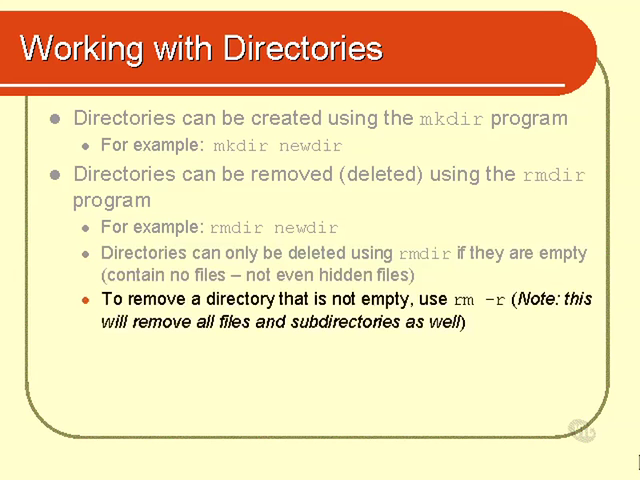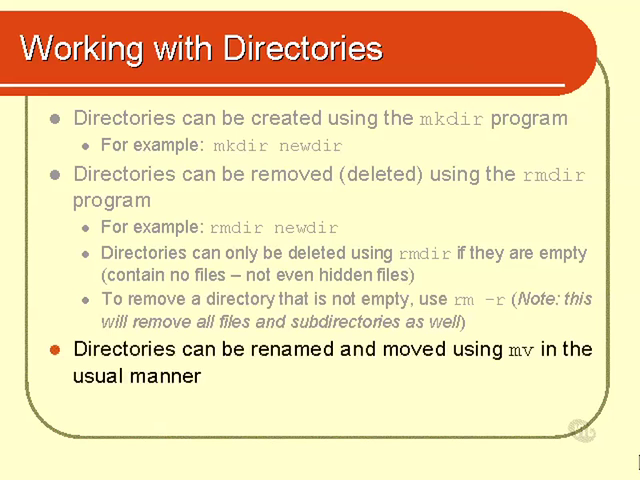If you want to remove a directory and all the files and subdirectories within that directory all in one go, without cding in and cding out, then you can use rm -r. You'd use it as follows: rm -r space directory name, and that will get rid of everything. Now, that's a very powerful command, but as I mentioned before, it's also very dangerous, so please use that with caution. Anyway, so that's how to remove directories. Finally, directories can be renamed and moved using the regular mv command.